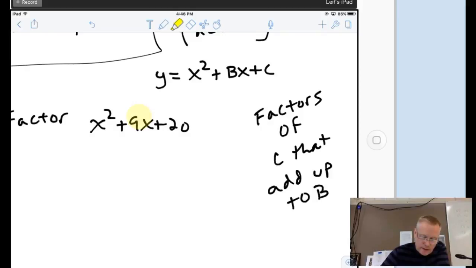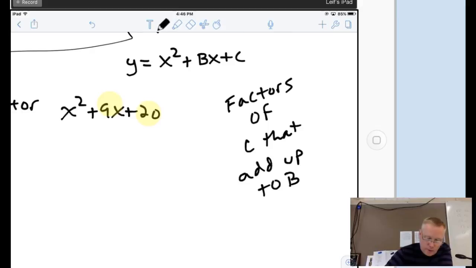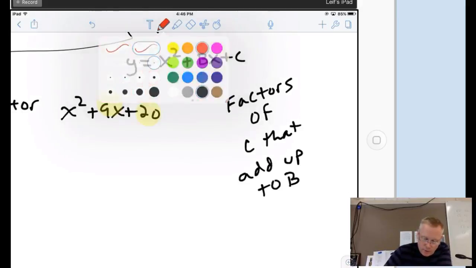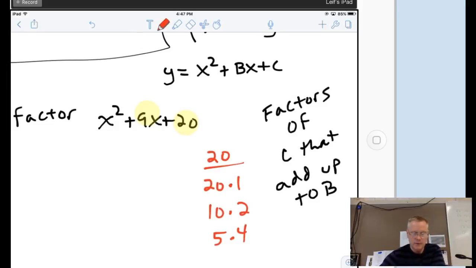Remembering that B is 9 and C is 20, okay? So if I quickly go over here and make a little chart and say what are the things that multiply to 20, that would be, there's always 20 and 1, there's 10 and 2, and there's 5 and 4, and I think that's it. I'm only looking at the whole numbers. I know I could probably get 2.5 to go into it, but that's not going to be my answer. Now, there's only one of those three sets that adds up to 9, and that would be 5 plus 4 adds up to 9.